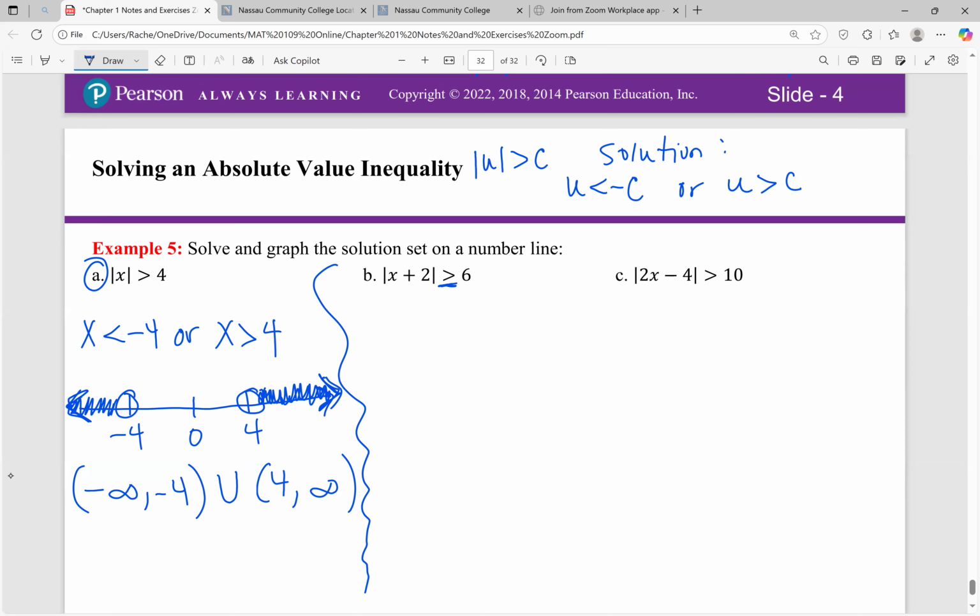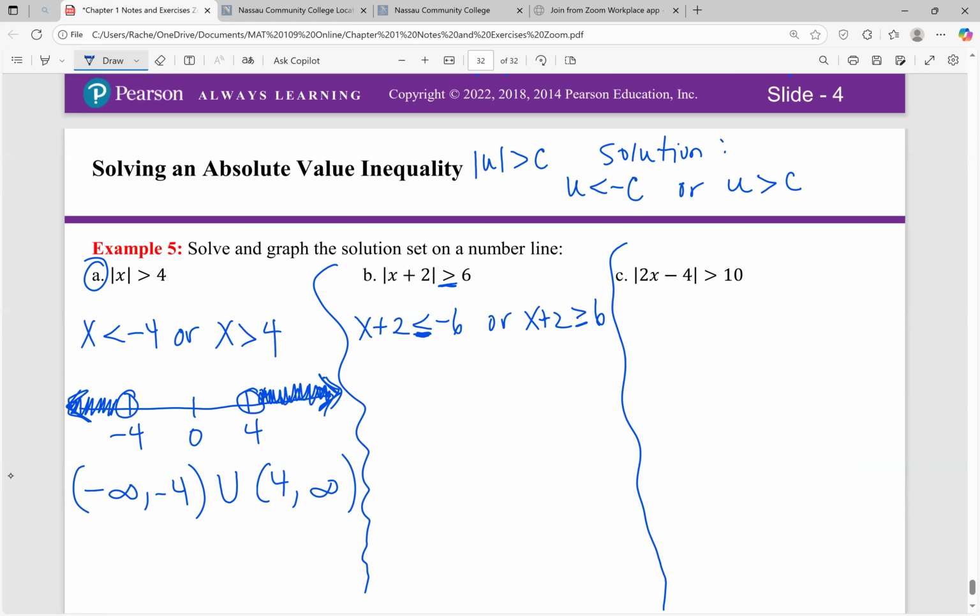So we're going to take x plus 2 and set it less than negative c, or negative 6, or x plus 2, and that should be less than or equal to negative 6 because this is inclusive, or x plus 2 is greater than or equal to c, which is 6. And we have to solve both of those inequalities.